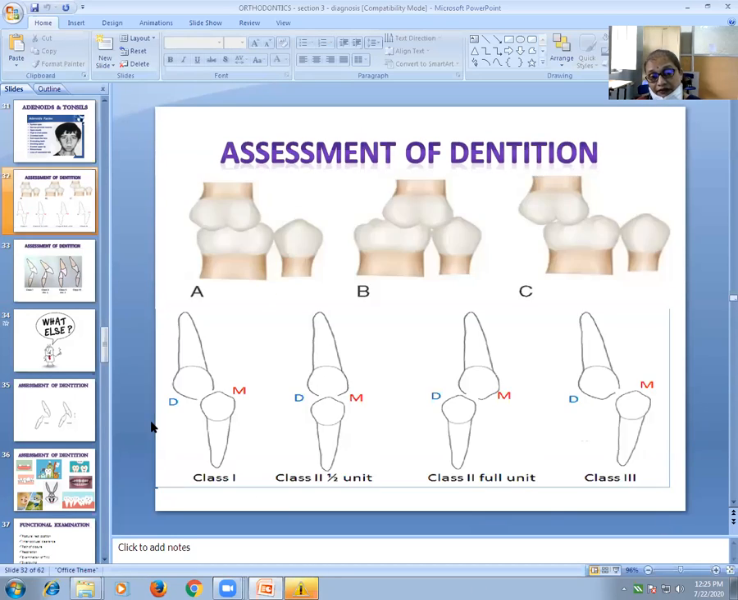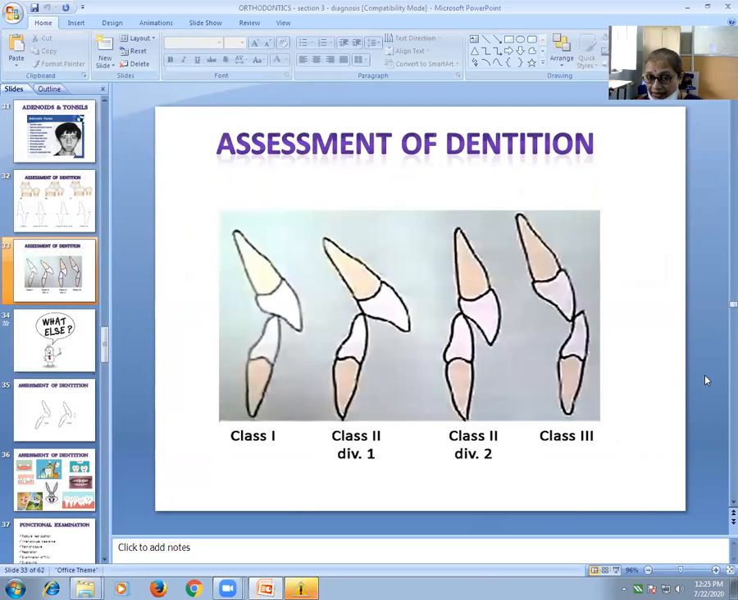Now, if the patient is not having premolar also, or there is anatomical problems in premolar, so you are not able to decide the class of the malocclusion, then we'll see the incisors also. Okay, what is class 1, class 2, and class 3 according to the incisor relation? Everybody knows normal overjet and overbite. Class 1 is normal jet. Class 2 is when there is increased jet.